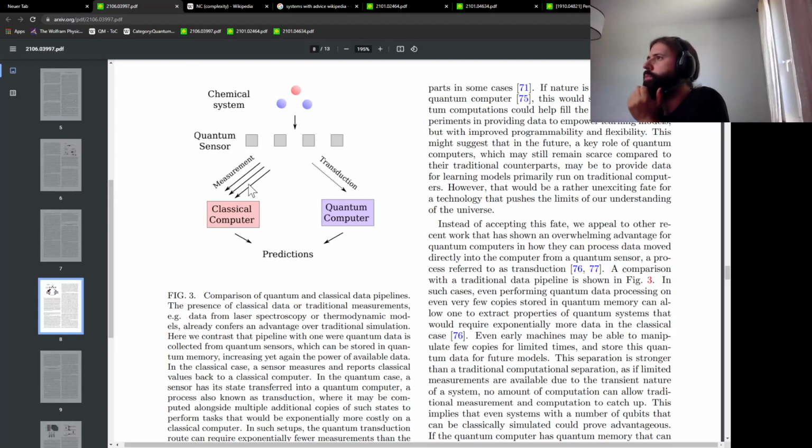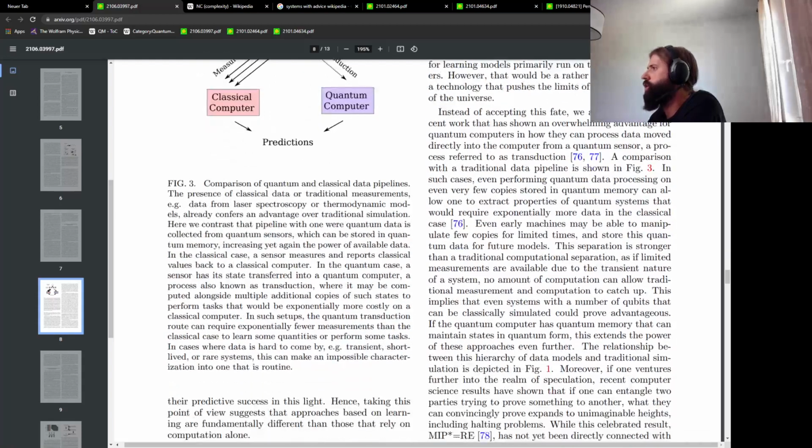So as an alternative to measurement, right? In such cases, even performing quantum data processing on even very few copies stored in quantum memory can allow one to extract properties of quantum systems that would require exponentially more data in the classical case. Even early machines may be able to manipulate few copies for limited times and store this quantum data for future models.